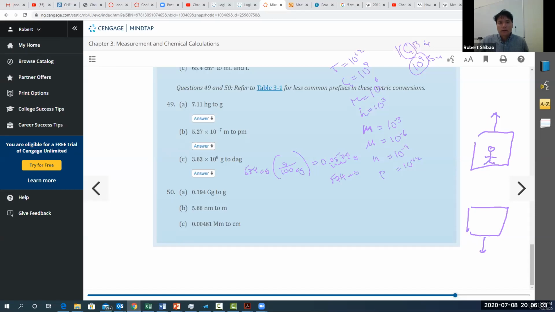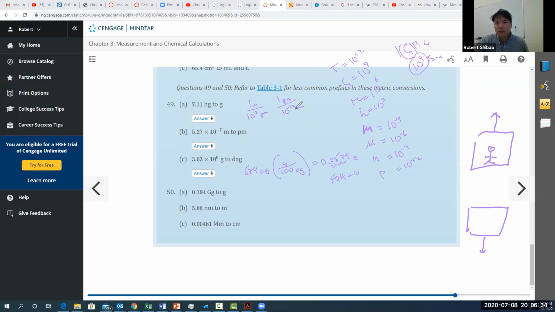Let's do it like this. We could say in 1 meter, there is a pico. Pico is 10 to the minus 12. So in 1 meter, there's 1 trillion or 10 to the 12 picometers. Picometers are smaller, so we need a big number of those. Or we could say in 1 picometer, there is 10 to the minus 12 meters. So 10 to the minus 12 is a pico.